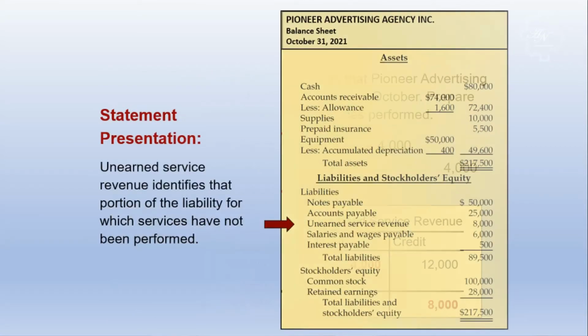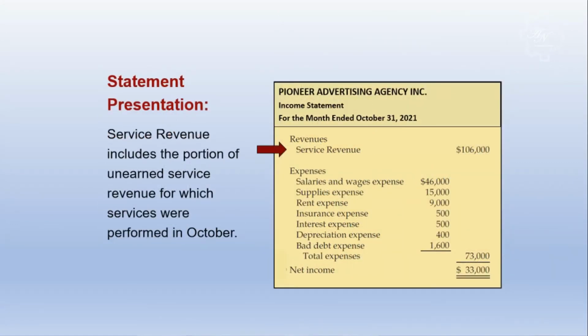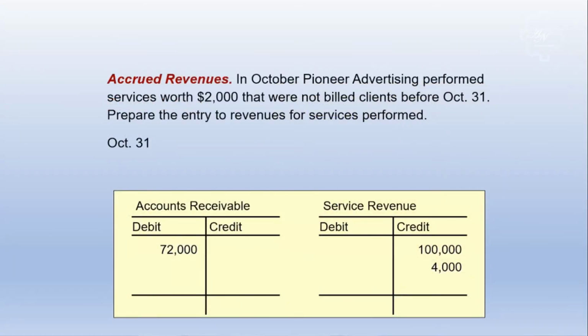Here we can see in the balance sheet unearned service revenue in liabilities, and in the income statement we can see service revenue. Let's move to the accruals. Here we have accrued revenues. In October, Pioneer Advertising performed services worth $2,000 that were not billed or recorded before October 31. Prepare the entry to record revenues for service performed.